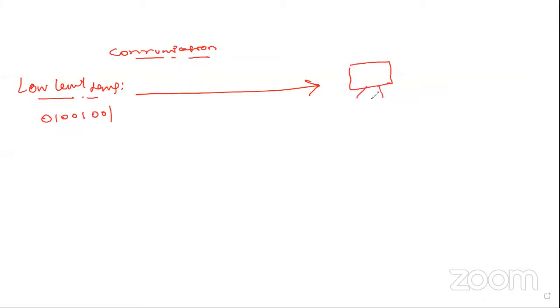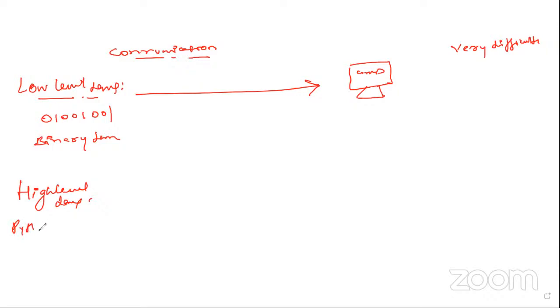These instructions written in binary language are directly understood by the computers. But they were very difficult to write. So then we came into the era of high level language. High level language means Python, C, C++, Java, and so on.